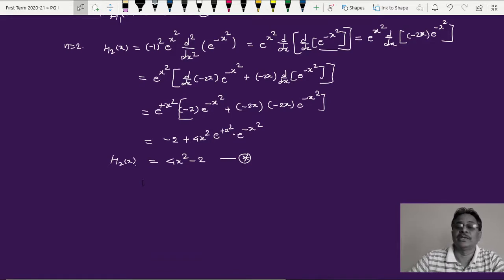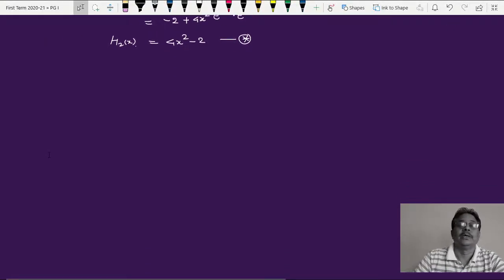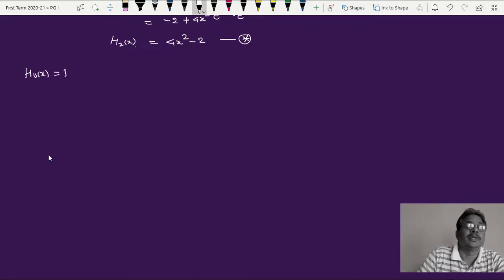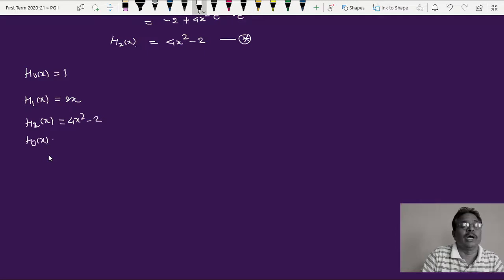Let me make a small chart here. We have to plot them. We got h0 of x is equal to simply 1, h1 of x is equal to, just now we have obtained, twice x. Then h2 of x, as we have just now obtained, is 4x square minus 2, and h3 of x, we have already written, it is 8x cube minus 12x. Actually we are not going to plot this, but we can plot the remaining.